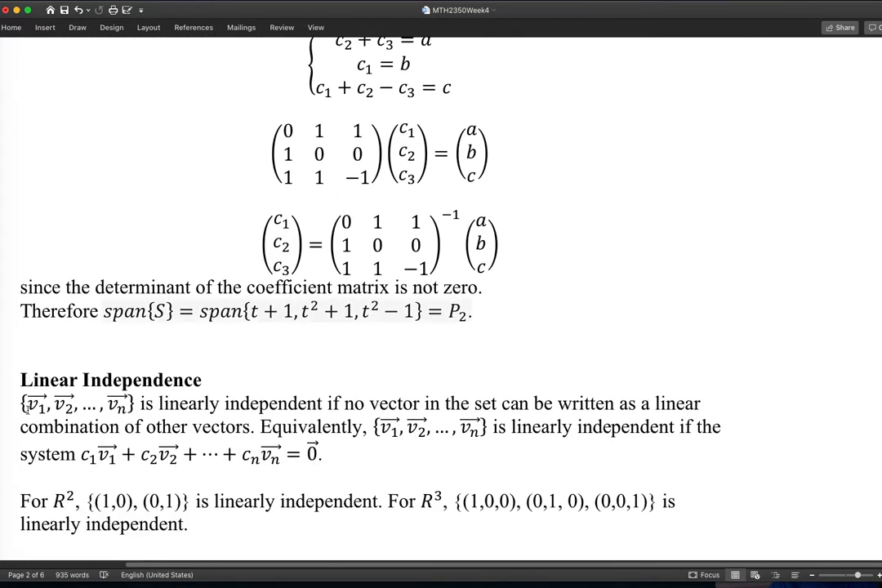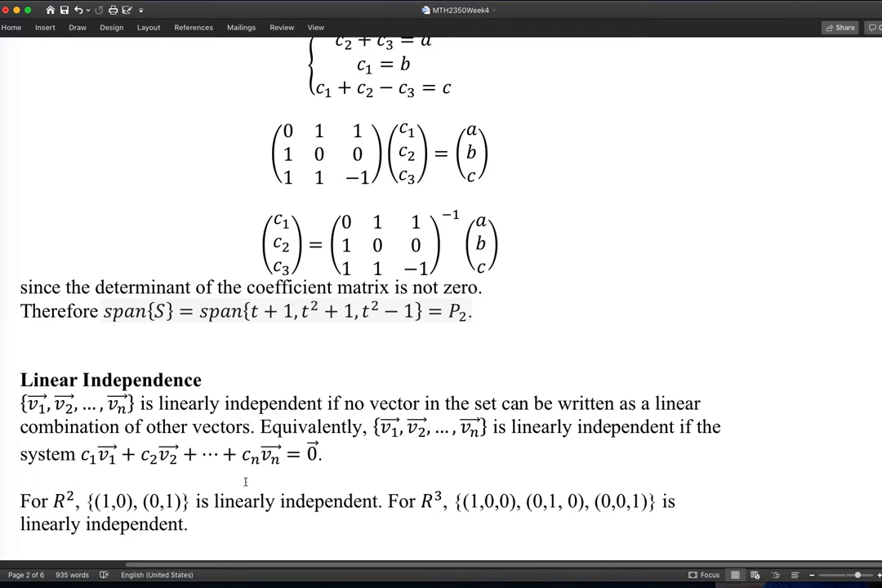And this is the concept of linear independence. We are given a set, and if any of the vectors in the set cannot be written as a linear combination of the other vectors, we call this entire set linearly independent. Equivalently, it might be very hard if you check one by one, V1 as a linear combination of others, and V2 as a linear combination of others. And usually to check the linear independence, we are going to use this equivalent condition.